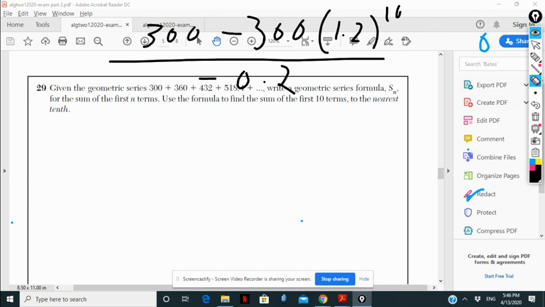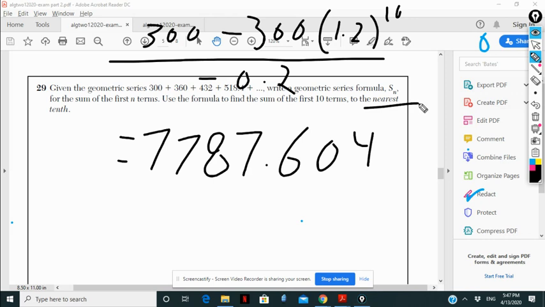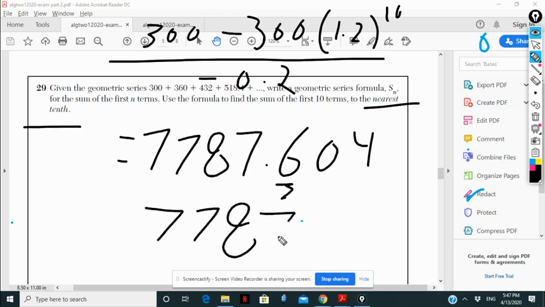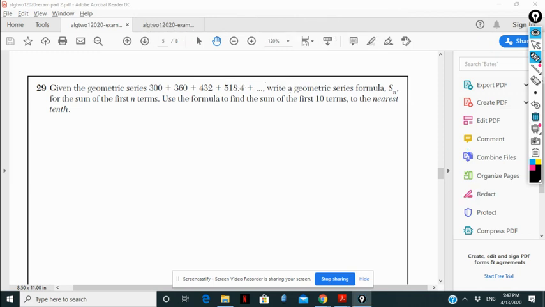It's going to give me negative 1557. That's divided by negative 0.2, which is going to give me 7,787.604. But since he said to the nearest tenth place, the answer is 7787.6.